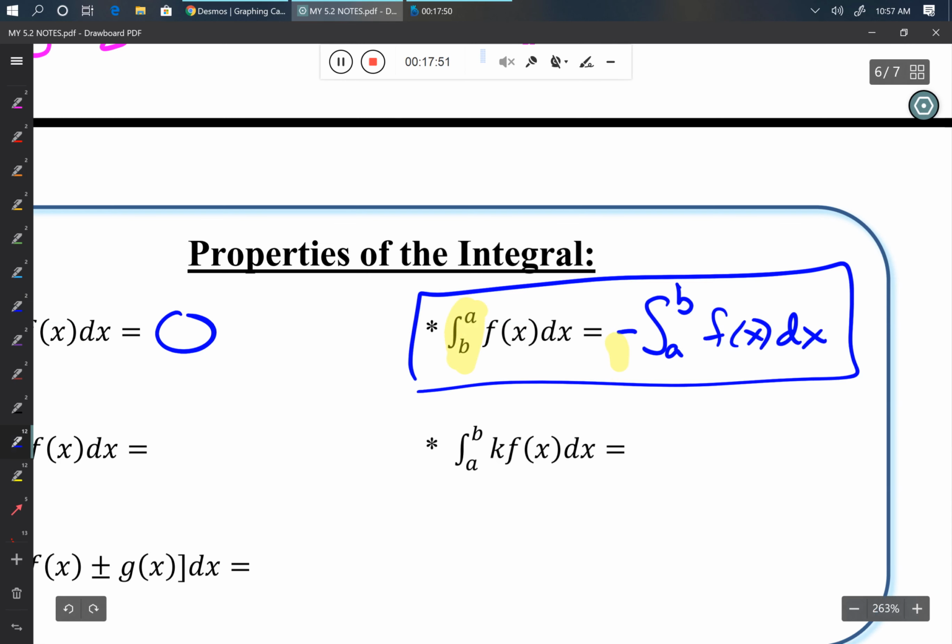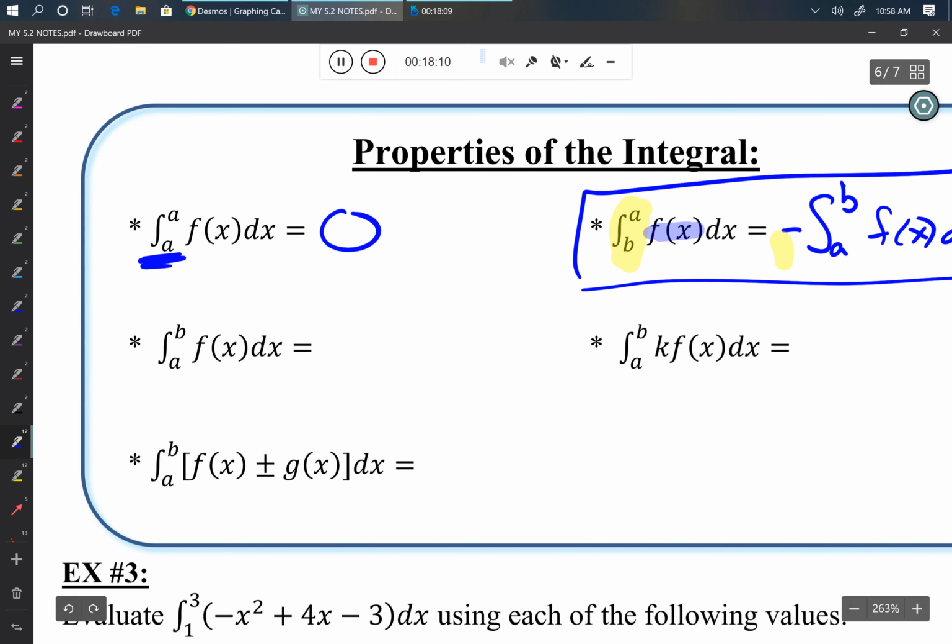Now, there are many reasons why you might want to. What if there was a negative in your integrand and you wanted to factor that out? Well, you could factor out that negative, flip your limits of integration, and then not have to worry about that negative anymore. So that's one example.